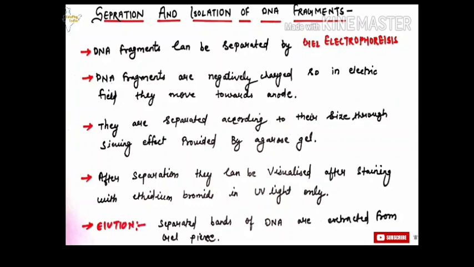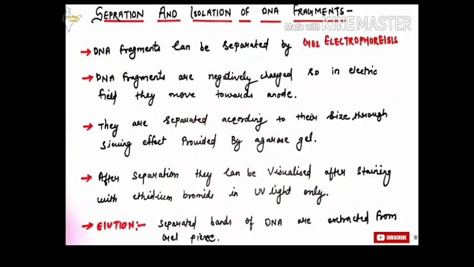Now we can separate the DNA fragments. Cutting of DNA by restriction endonuclease results in fragments of DNA. These fragments can be separated by a technique known as gel electrophoresis. Since DNA fragments are negatively charged molecules, they can be separated by forcing them to move towards the anode under an electric field through a medium or a matrix.